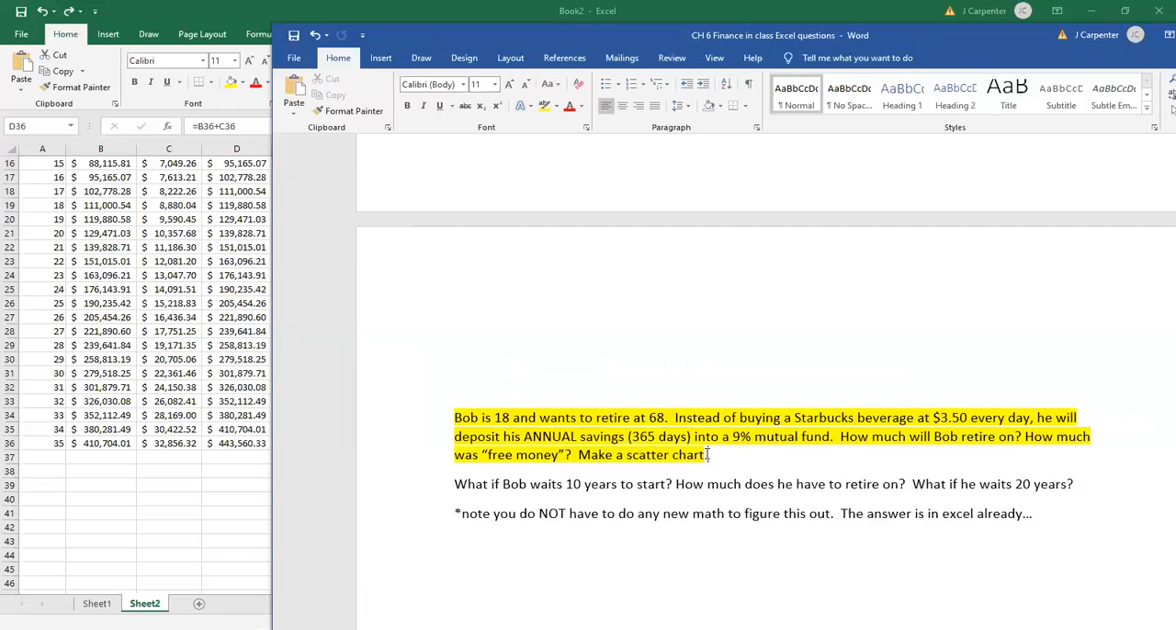How much will Bob retire on? How much was free money? Make your scatter chart, make an analysis, think about if that Starbucks coffee is still worth it. Then ultimately, what if Bob starts at 28? What if Bob starts at 38? What is the effect of waiting 10 years?